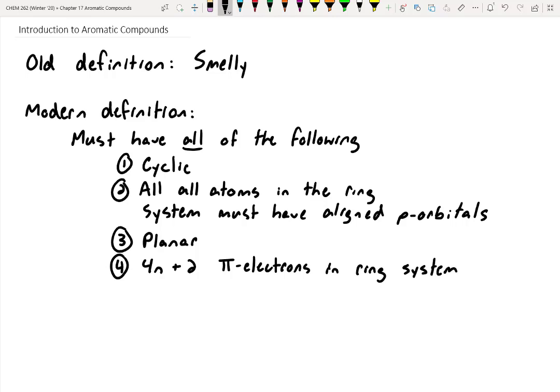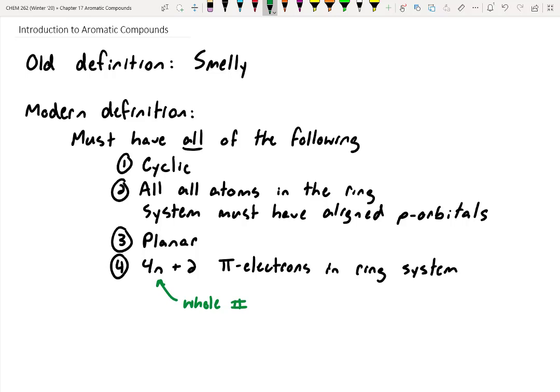So then the question is, well, what the heck do they mean by 4n plus 2? N in this case is going to be a whole number. All right, so would 4 satisfy the 4n plus 2 rule? Would it? Is there a whole number n that you can plug in where this would spit out the number 4? No. What about 6? Yeah, you could get 6 if n equals 1. All right, what about 8? No. What about 10? Yeah, definitely.